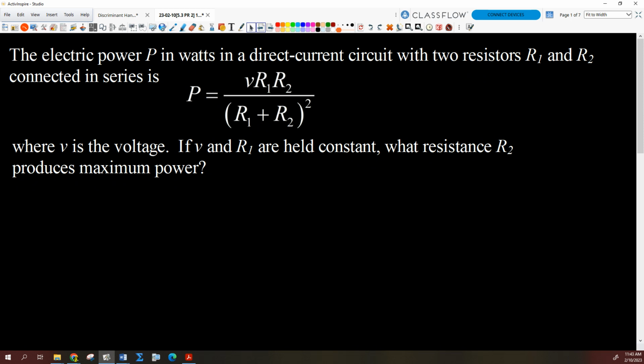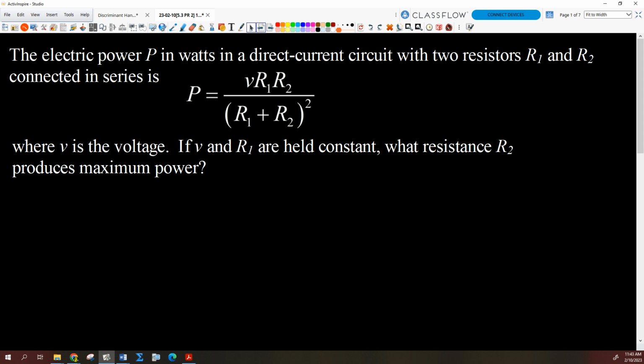This is the last one I kind of thought maybe it would be worth looking at. Let's at least just talk about it, and you can decide if you want to do it. So the electric power P in watts in a direct current circuit with two resistors, R1 and R2, connected in series is given by this expression, okay? Where V is the voltage, and obviously R1 and R2 are the resistance of the two resistors. So if the voltage and R1 are held constant, what resistance R2 produces maximum power in this circuit?